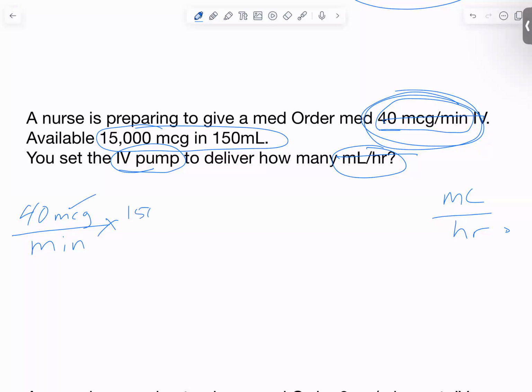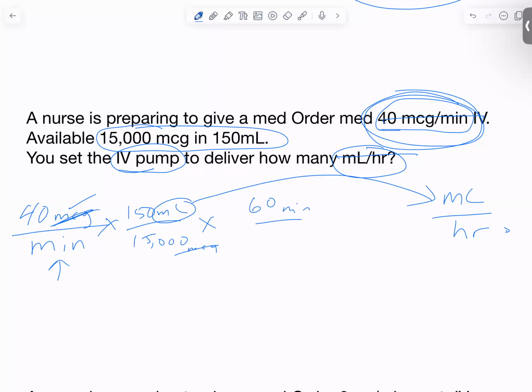I have 150 milliliters in 15,000 micrograms. Cross off my micrograms. I have milliliters on top. Now I have to change minute to hour. So 60 minutes is 1 hour. Beautiful. No tricks up my sleeve. That's pretty much it. And now it's just math.